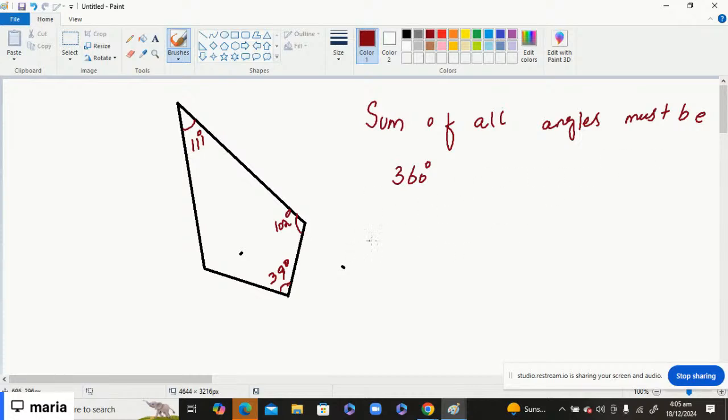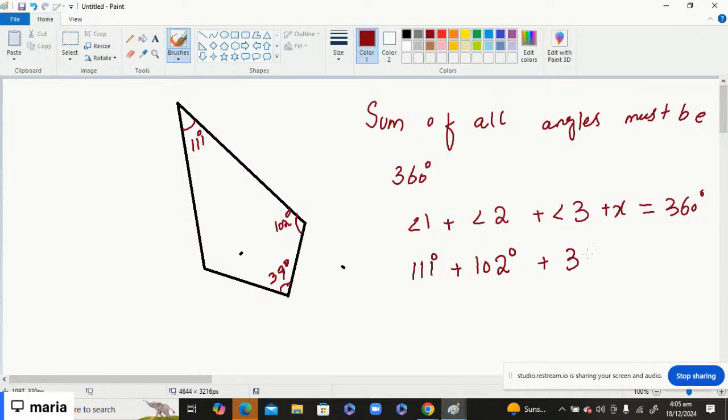So how can we solve it? We are going to add up. This is angle 1, angle 2 and angle 3. So angle 1 plus angle 2 plus angle 3 and then the missing angle, denoted with the letter x, is equal to 360 degrees. The first angle is 111 degrees plus 102 degrees plus 39 degrees plus x, that is equal to 360 degrees.